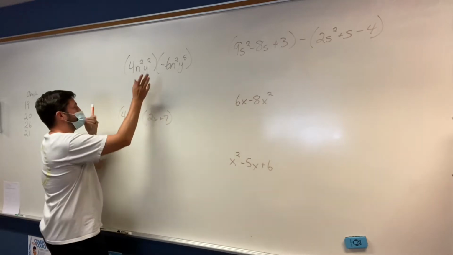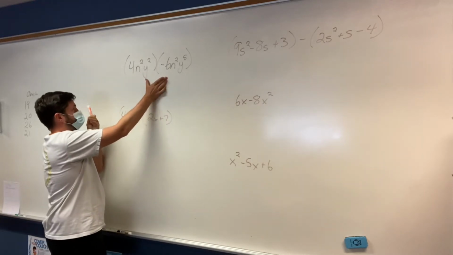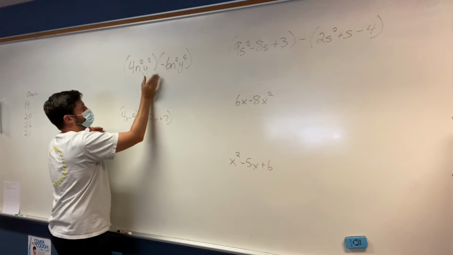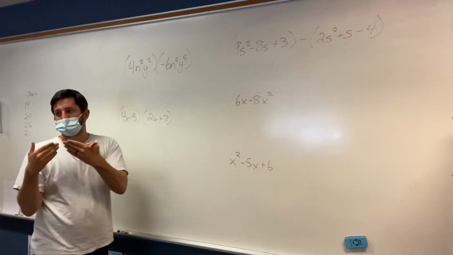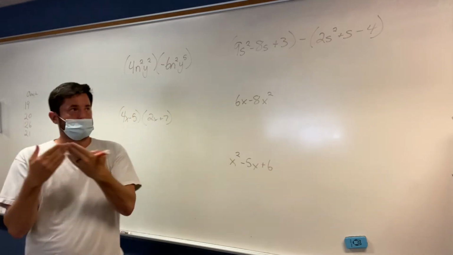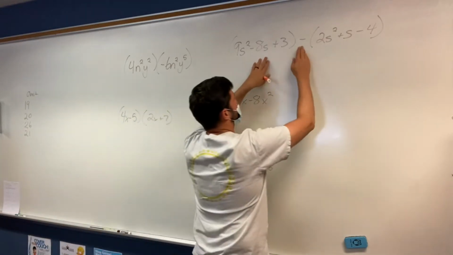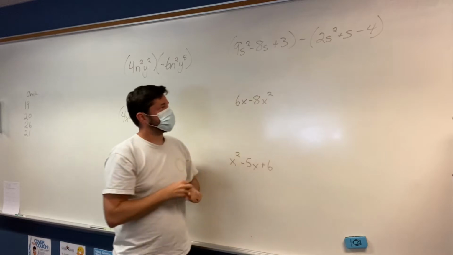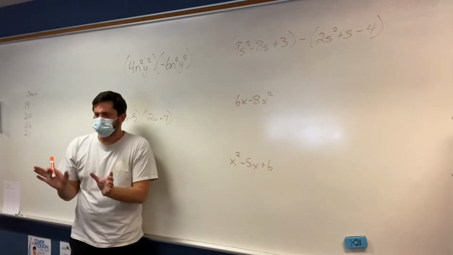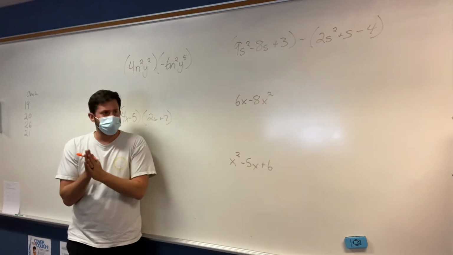What operation are these things doing to each other? Multiplying. There's two things sitting next to each other. They are multiplying with each other. These two, multiplying. These two, subtracting, not multiplying, okay? So make sure you pay attention to what they're doing with each other together, right?